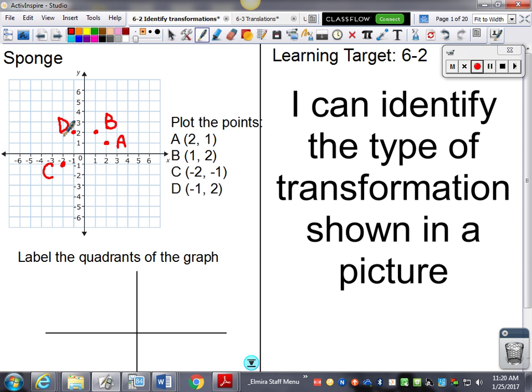A lot of people have been reading a negative sign in front of that 2 that's not there, so be careful of that. Okay, in the next section, take 15 seconds, see if you remember how we labeled the quadrants of a coordinate plane.